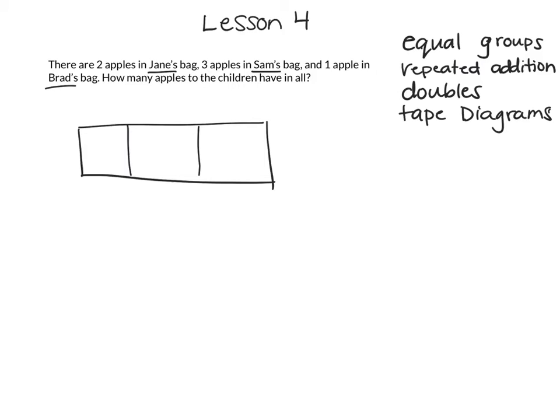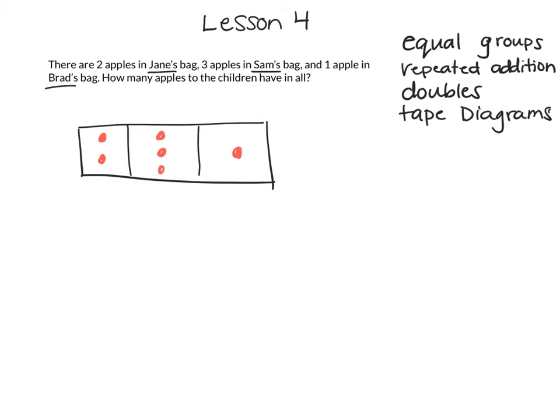Okay, so this is a tape diagram because it looks like a piece of tape, like as if you ripped it off and it's got parts. Okay, so Jane's bag, she had 2 apples. 1, 2. Sam's bag has 3 apples. 1, 2, 3. And Brad's bag only has 1 apple. Okay. So right now I can automatically say these are not equal groups. Each of these little squares does not have the same amount of apples as the other ones.